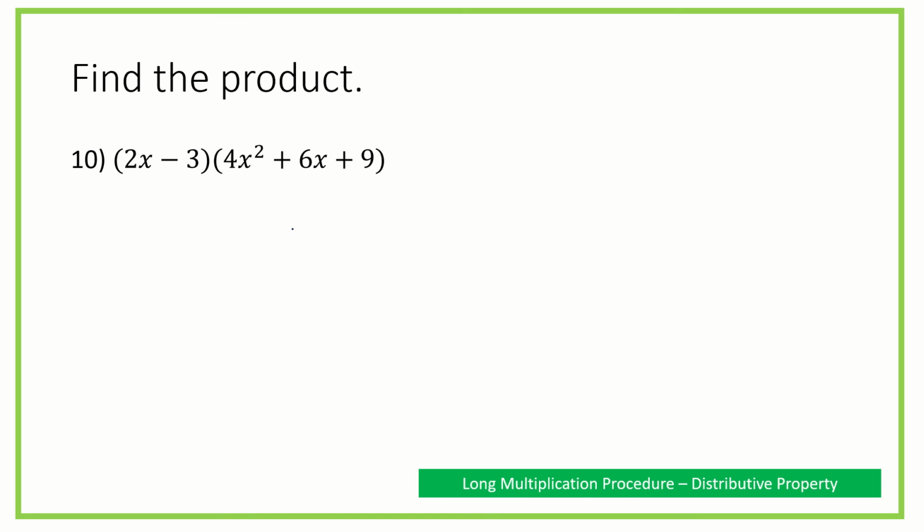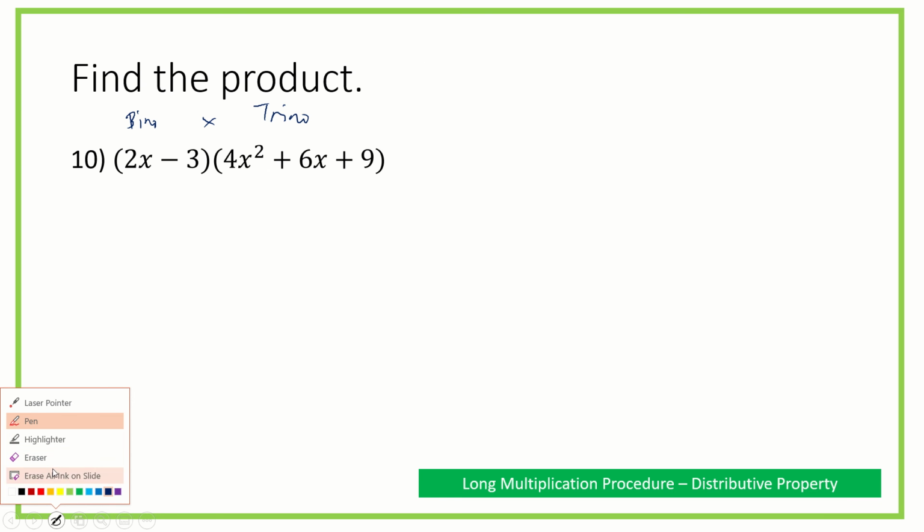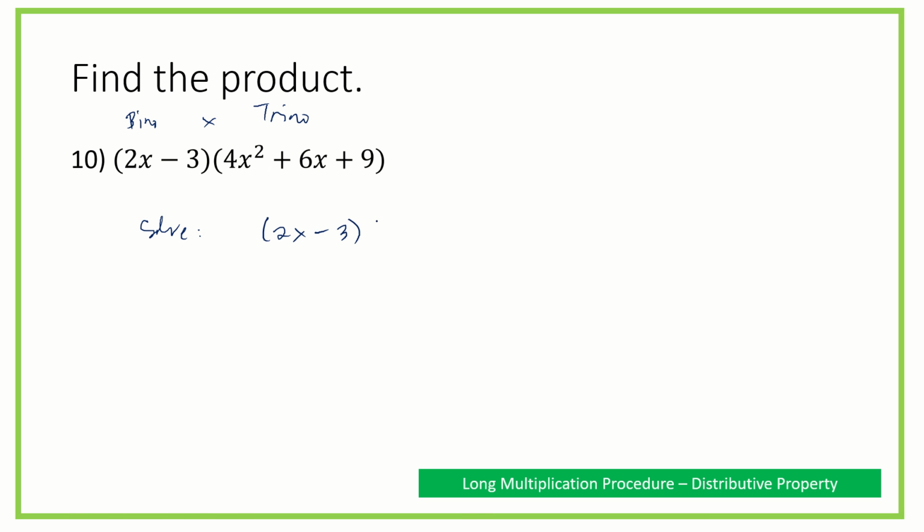Okay, let's have our 10th example. So we have here a binomial multiplied with a trinomial. Same process. What we do right now is to follow the long procedure of multiplication through distributive property. So we copy the given first, and then we follow the process of distribution.